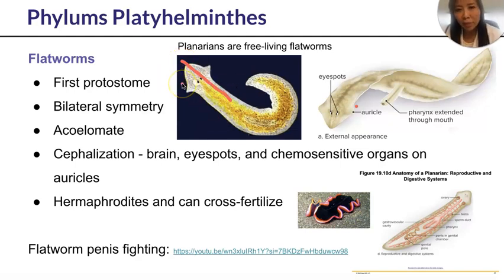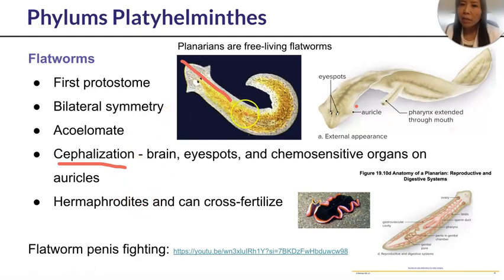Flatworms are acoelomate, which means that they currently do not have a body cavity, but we can start seeing the formation of a brain and eye spots, that is cephalization. They're also starting to develop chemical sensitive organs, which means they can actually sense light and other sensory information.